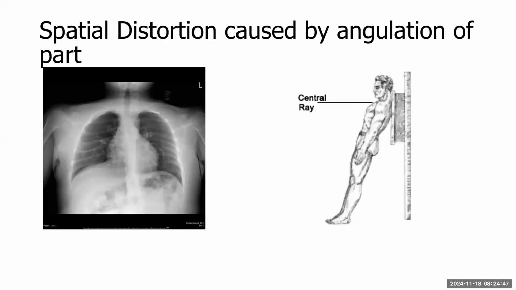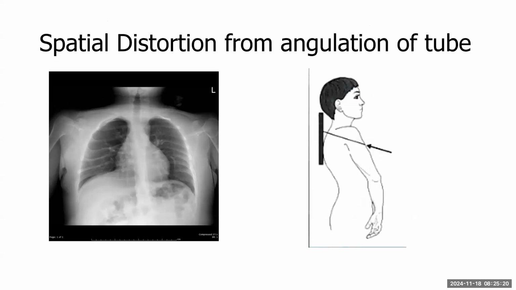You can also create that same spatial distortion by angling the part. Does everybody see how the clavicles are projected way above here? Did y'all get that projection when we did chest? Did Yolanda go over this projection when we did chest? Do you remember what that is called? Yes, apical lordotic, right? You purposely want to project the clavicles way above the chest so that you can see the apices of the lungs.